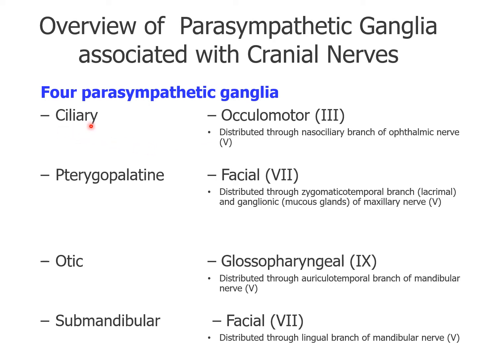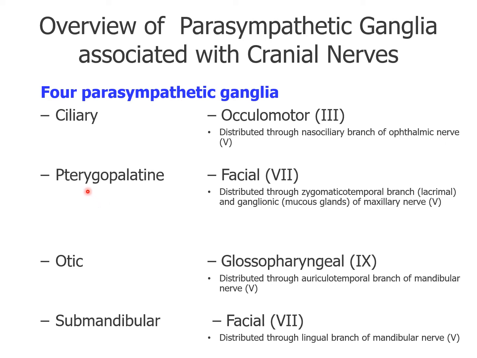Firstly, the ciliary ganglion. The ciliary ganglion is associated with the oculomotor nerve, which is the third cranial nerve, which provides the preganglionic parasympathetic fibers, which are distributed through the nasociliary branches of the ophthalmic nerve, which itself is a branch of the trigeminal nerve.